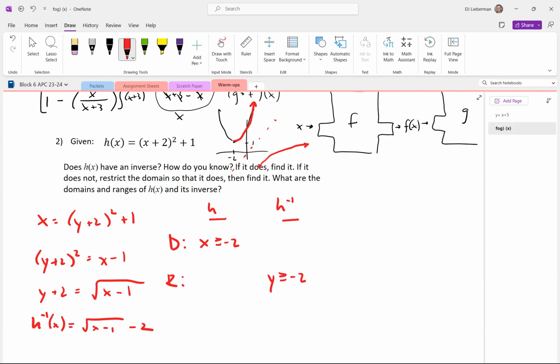And for the range of our function, for h, the range was y is greater than or equal to 1, which means for our inverse, the domain should be x is greater than or equal to 1, and that also matches, doesn't it? Wait, oh no. Domains are x. We switched x and y. We switched the relationship. So yeah, x here, x here, and y here.